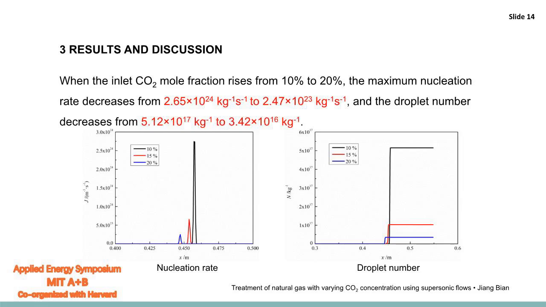This is because with the increase of the inlet CO2 fraction, the partial pressure of CO2 is bigger and the condensation is more likely to occur.